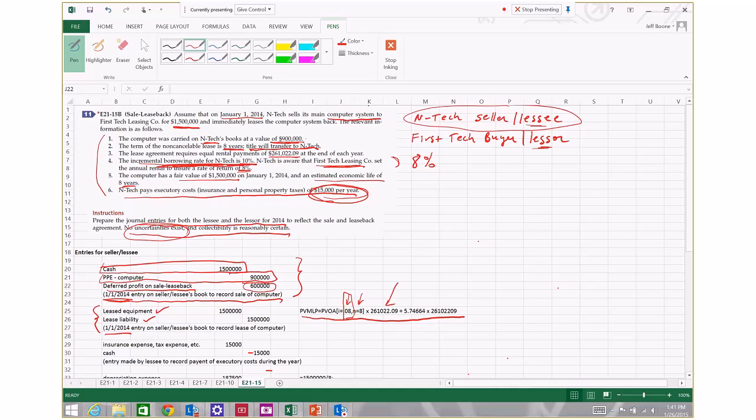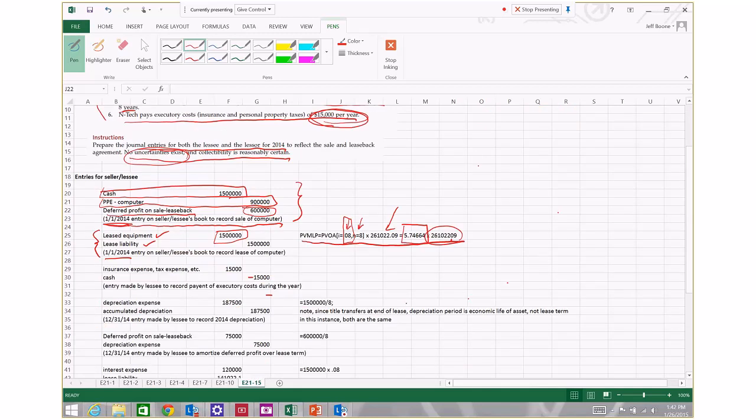So the appropriate present value factor is 5.74664. That multiplied times the payment amount of $261,022.09. I left out my decimal point. That's going to give you total present value of minimum lease payments of $1.5 million. So the entry to book the capital lease on the part of the seller lessee is debit leased equipment, credit lease liability for $1.5 million.